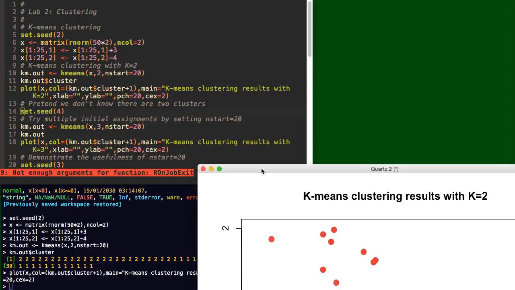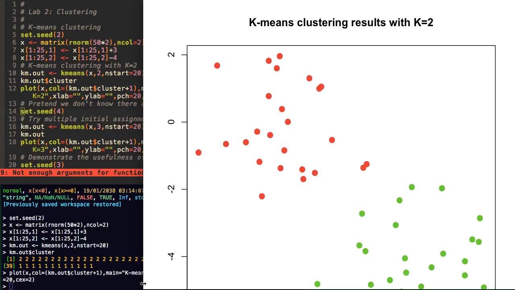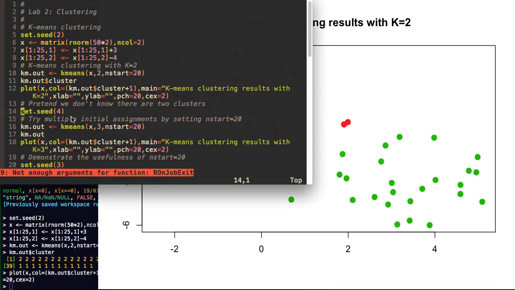As usual, the plot's off the screen, so let's do this. And you can see that the groups are well separated. Don't think there's anything unusual here. This is the plotting character. This is character expansion size. CEX equals 2 made these dots quite large. The plotting character 20 is the dot. The default plotting character that we use a lot is plotting character number 1, which is the open circle.